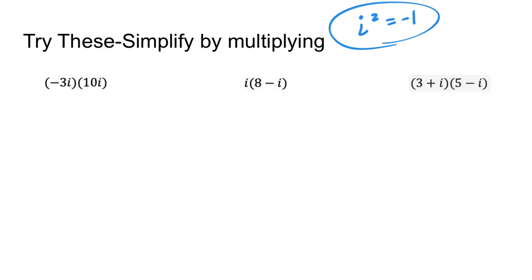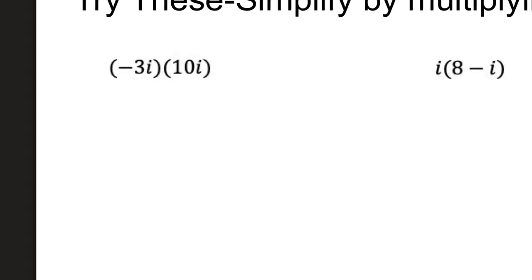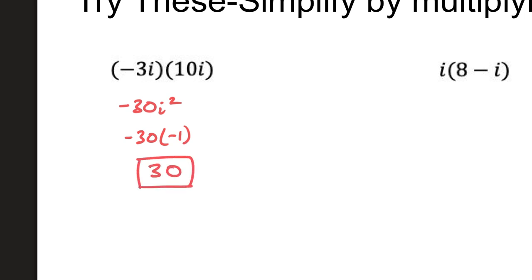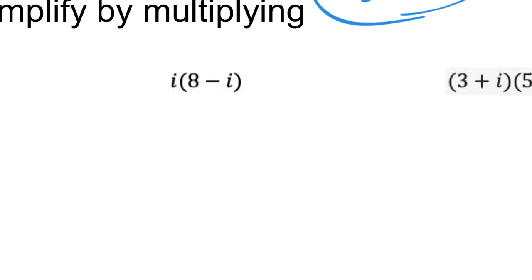All right, here we go. Negative 3i times 10i. Let's do this first problem. So I'll do the negative 3 times 10. I'll get negative 30. I'll do i times i. I'll get i squared. I know that i squared is the same as negative 1. So my final answer here is positive 30. On to the next one.